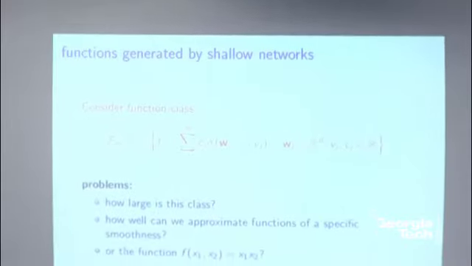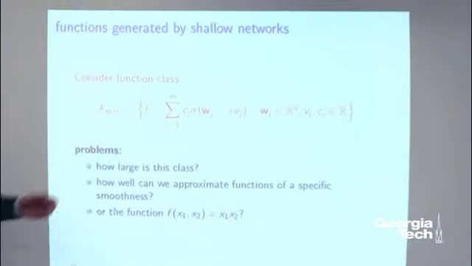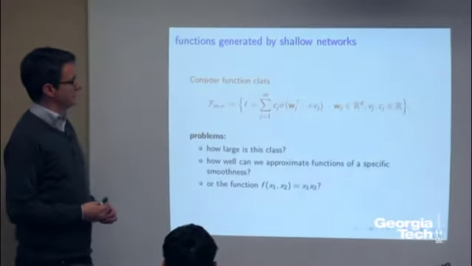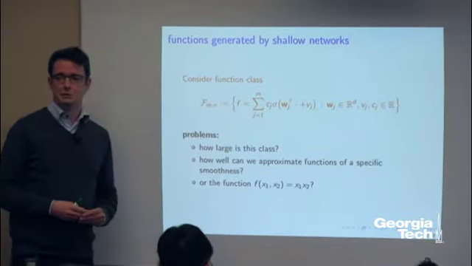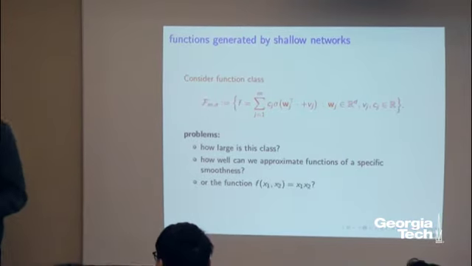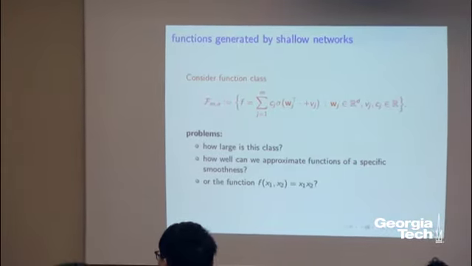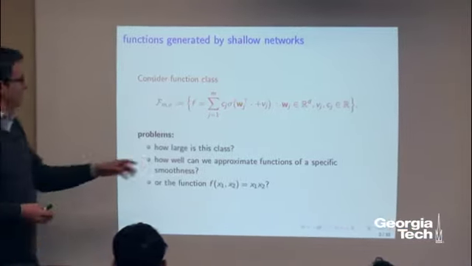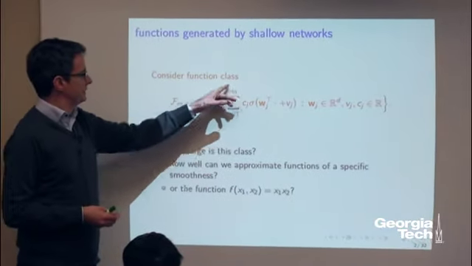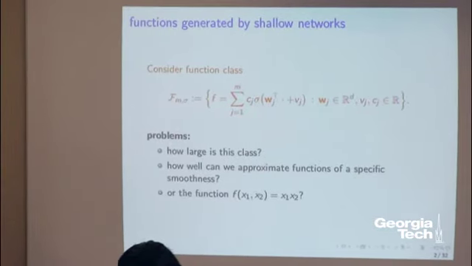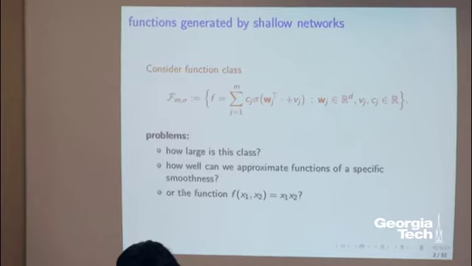And so what people then were studying is, how large is this function space? Which functions can you generate by writing them in this form? And once you have figured that out, you can try to get something on rates of convergence, and these rates of convergence are always in terms of the number of parameters, which is essentially the number of units m, right?